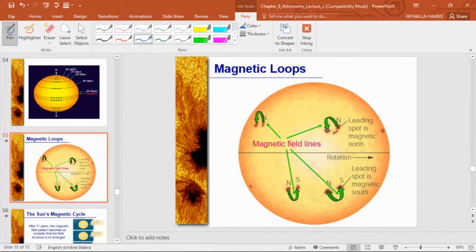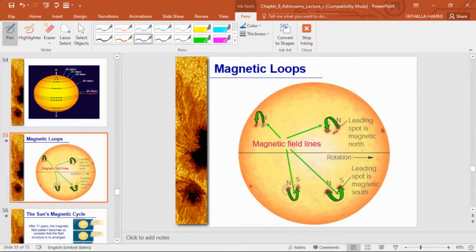So now, when we look at sunspots, for example, you always see that the magnetic field lines that come out of the sun loop back. And you all know about magnets, the magnetic field lines go from north to south. So as you can see here, the magnetic field loops and comes back. It's looping and coming back, and that's evidence of magnetic field lines.